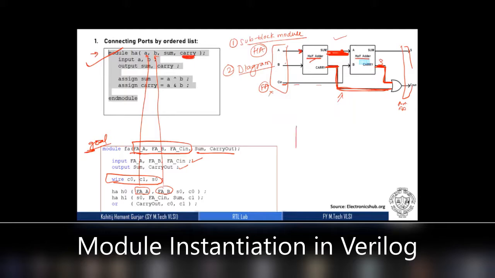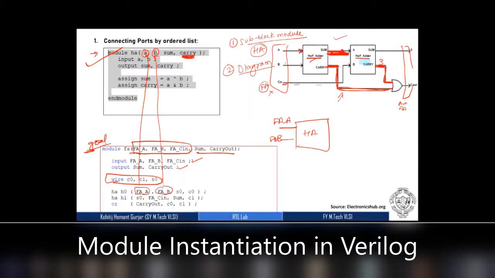Now take one HA here. How will you connect it? First, this will be connected to the FA's A, so I have written FAA, which is directly connected to A of your full adder. FAB will be connected to the full adder's B. Just think in terms of the half adder and make connections in terms of the full adder. Then S0 and C0 are my wires: this is S0 and this is my second wire, C0. So I have mapped these.